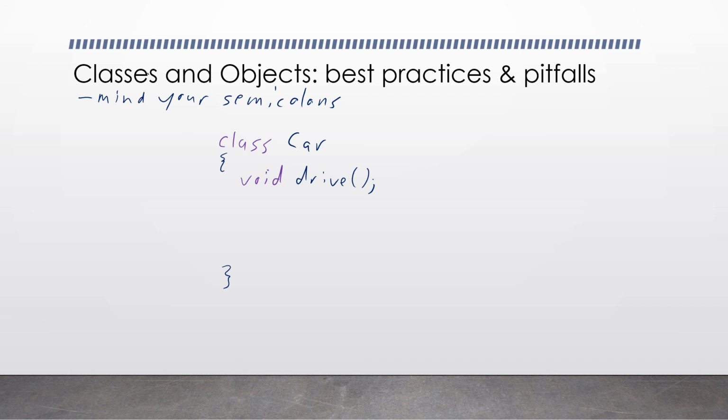Second place where it's common to forget a semicolon is right here at the end of the class definition itself. In fact, I've probably forgotten that almost every time that I've written out an example in this presentation, because it's not normal in C++ to put a semicolon at the end of a curly bracket. But in this particular case, classes have to end with a semicolon after the curly bracket. So don't forget semicolons in those two places.